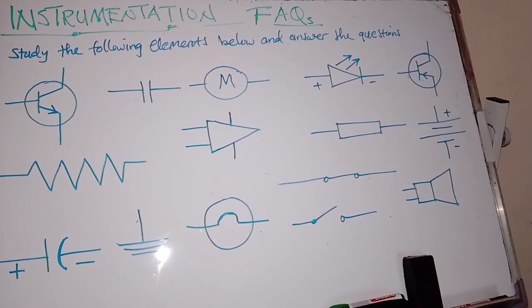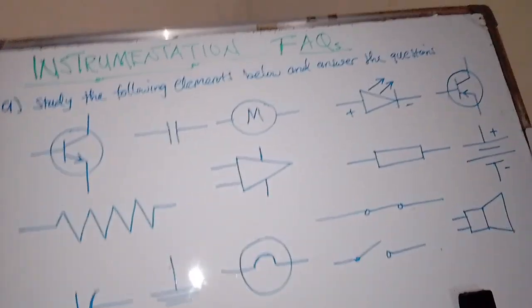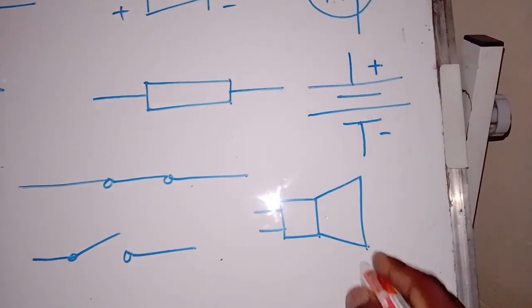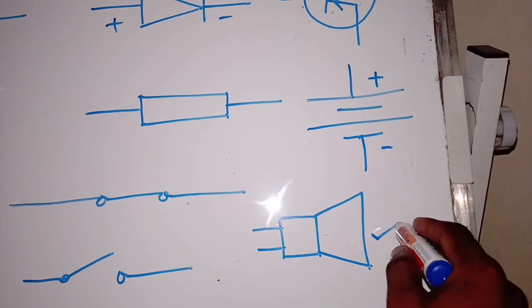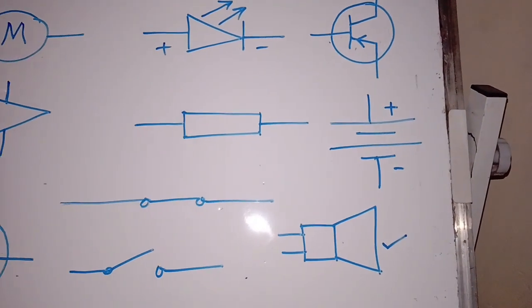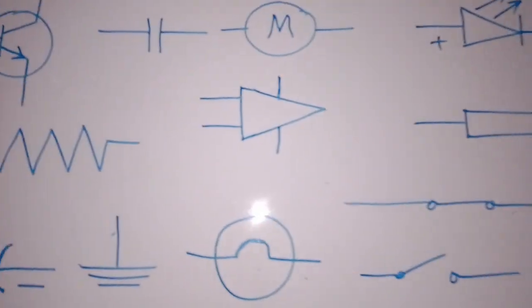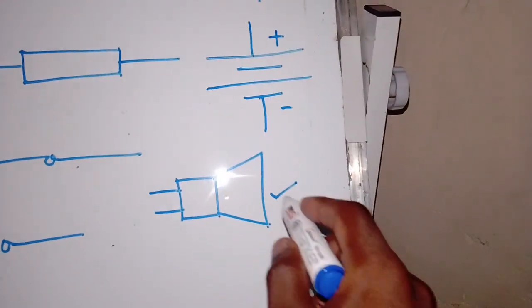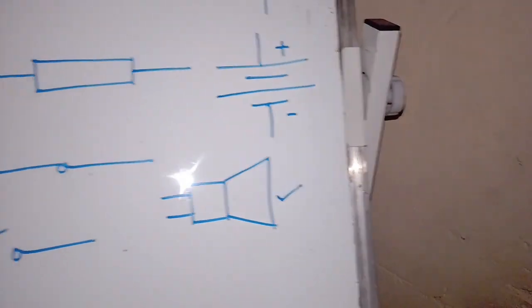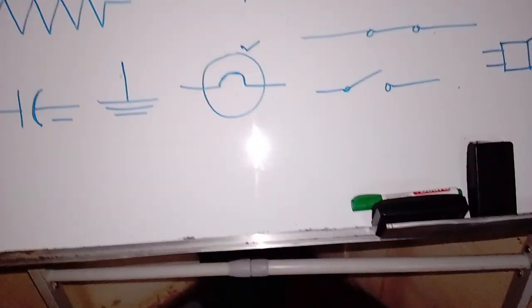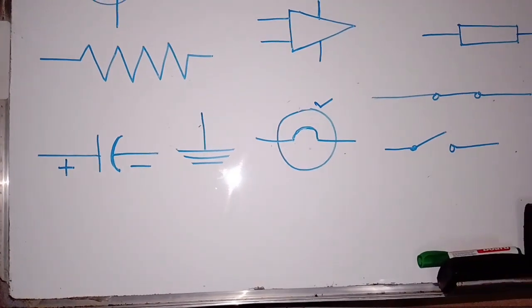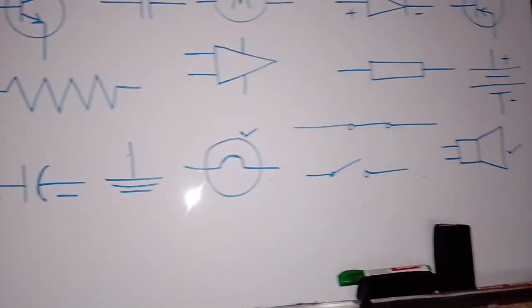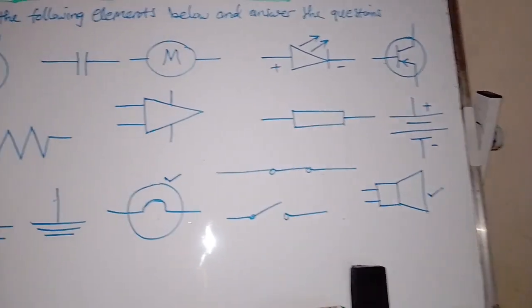So what about a component that can convert electric signal to sound? Do we have it? Yes, we have it. Here we have it. It's a speaker. So this one converts electric current to light. This one converts electric signal to sound. So the speaker converts electrical signal to sound.